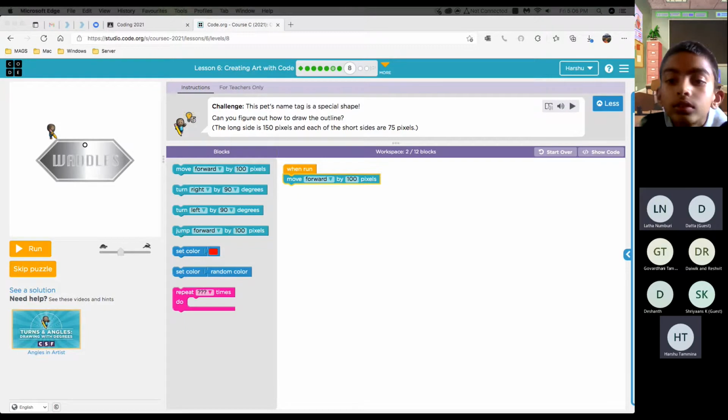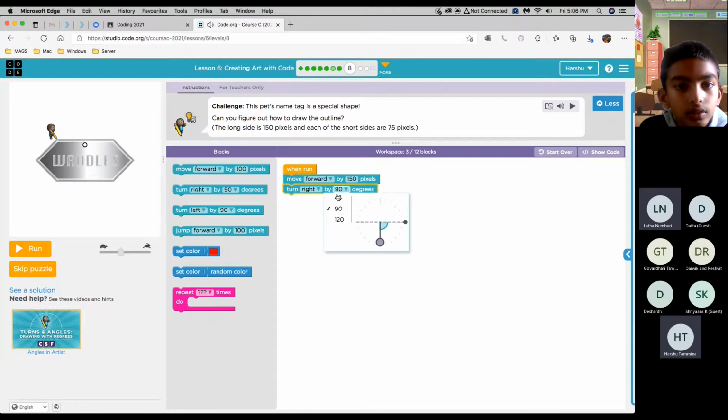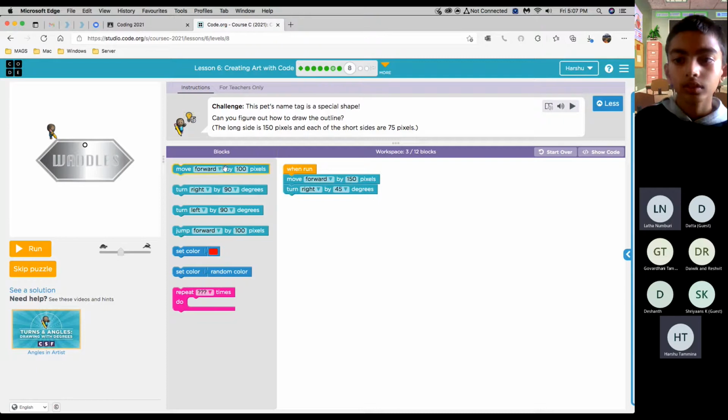Your mic is quiet. I can't hear you. We need to move by 150 pixels, not 100. Turn right 45 degrees. Move forward 75 pixels. And then turn right 90 degrees.